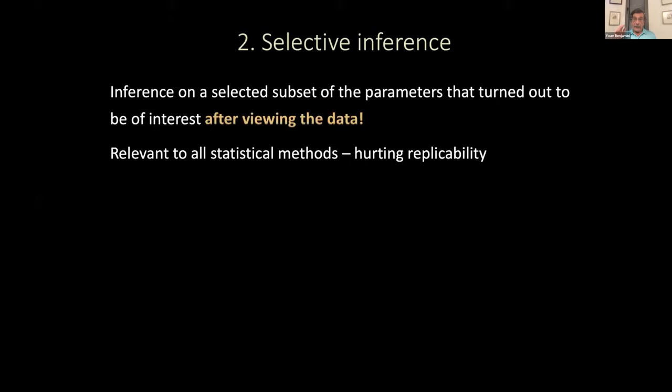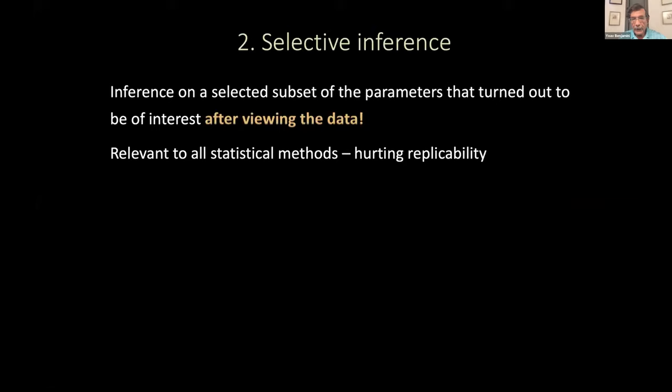So what is the problem here? The problem is that of selective inference, and it affects p-values, it affects confidence intervals, it affects almost any other statistical measures. It's inference on the selected subset of parameters that turned out to be of interest after viewing the data. Okay, and this hurts replicability, hurts tremendously.